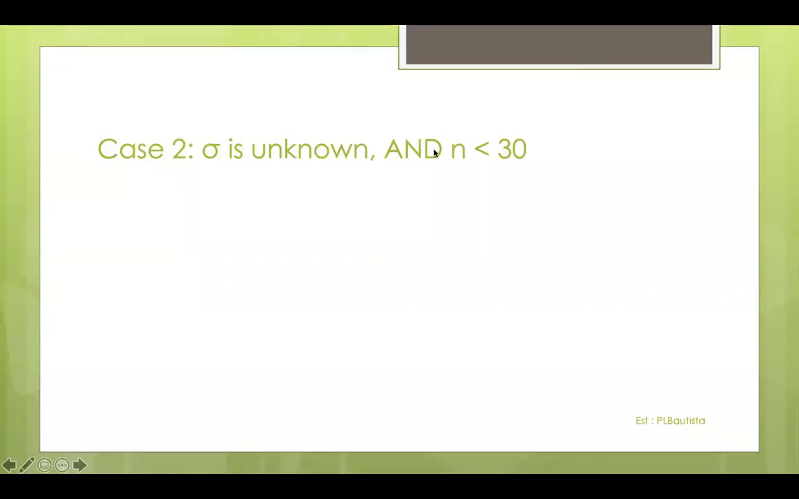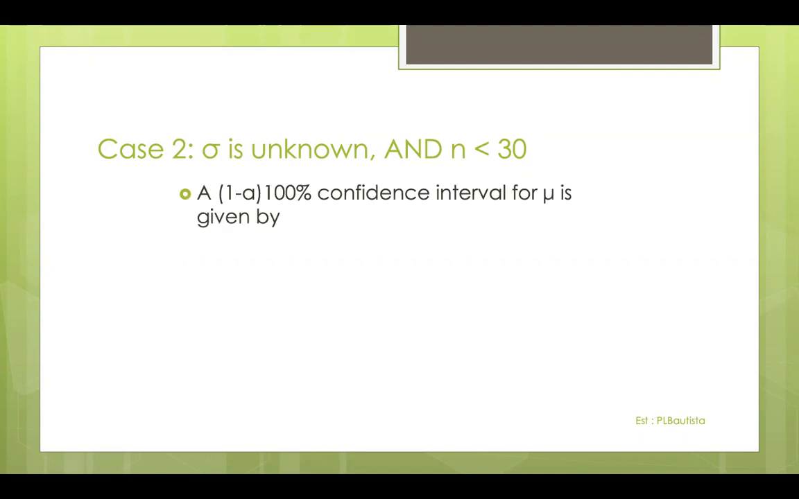Okay, so now we are going to discuss the second case for the estimation of one mean, which is when the population standard deviation sigma is unknown and you have a sample size which is less than 30. For this case, you have to take note that both of these conditions must be satisfied. The standard deviation of the population must be unknown and you have a small sample size.